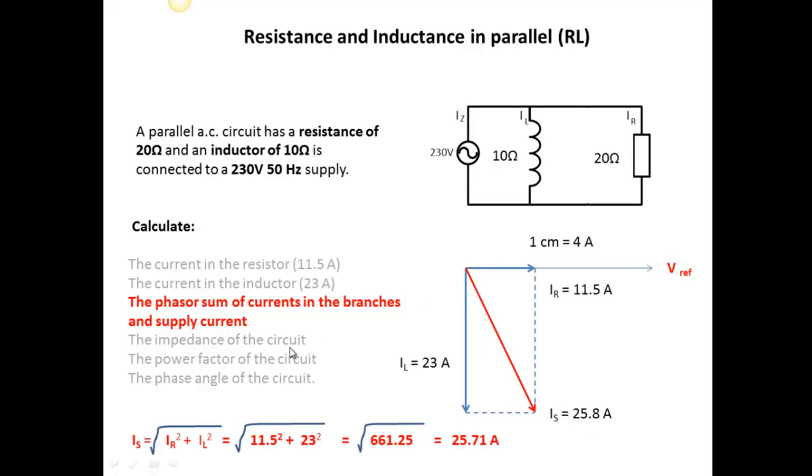We can check that mathematically. We can do IR squared plus IL squared. So Pythagoras, this squared plus this squared, all square rooted, will give me this length here. So we've got 11.5 there, and 23 gives me the square root of 661.25, 25.71 amps, which is close to what we did graphically.